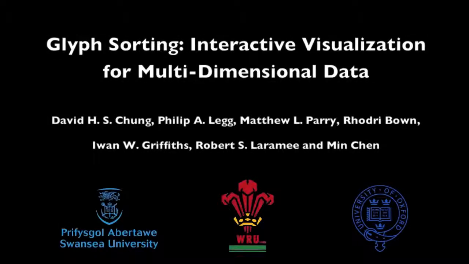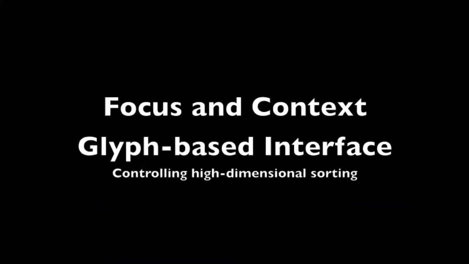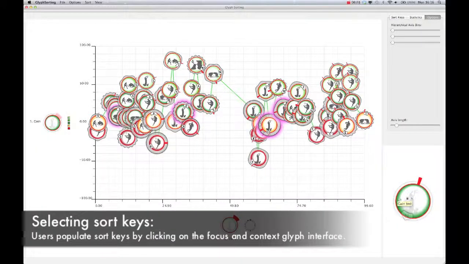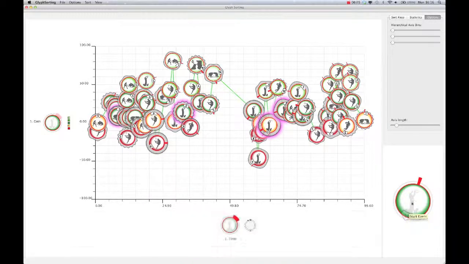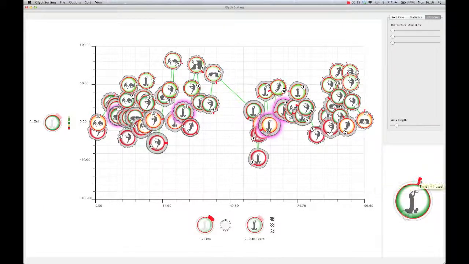Glyph sorting, interactive visualization for multidimensional data. Users can select sort keys by clicking on the corresponding glyph component in the control panel. Selected sort keys are then rendered in focus. The populated sort keys are rendered along the corresponding axis. Dragging the visual component off the glyph removes the sort key, bringing the component back into context.